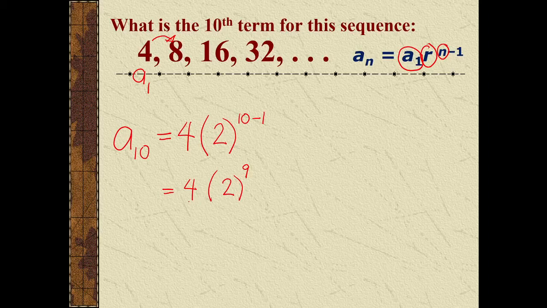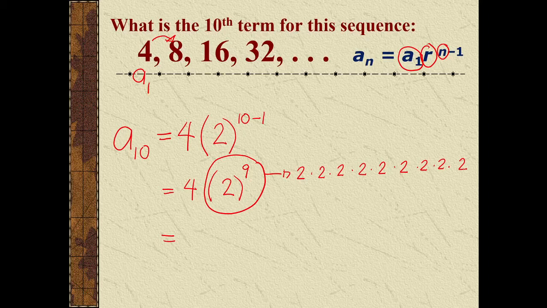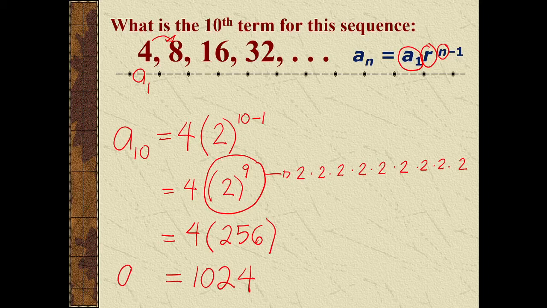Okay, please do not multiply 4 and 2. What should we do first? This. Use your calculator. What is 2 raised to 9? This means 2 times 2 times 2, and so on: 1, 2, 3, 4, 5, 6, 7, 8, 9. Multiply 2 nine times by itself. How much is that? 256. Okay. Now, multiply 4 and 256. How much is that? 4 times 256. 1024. This is the answer to the problem. The 10th term is 1024.